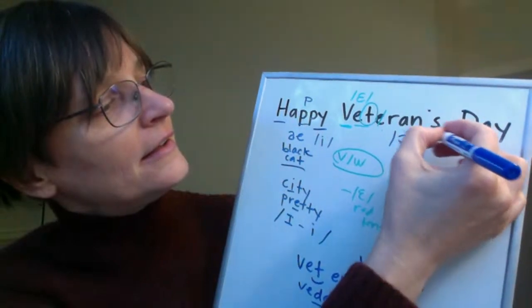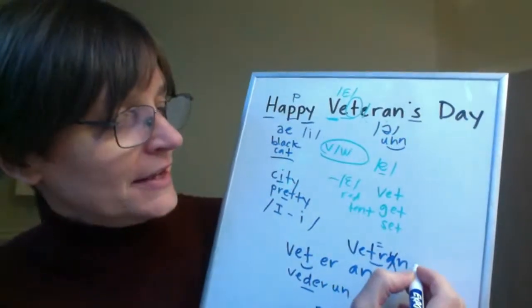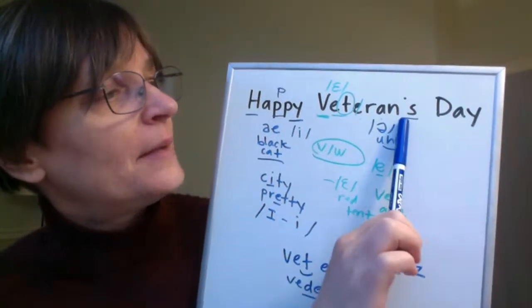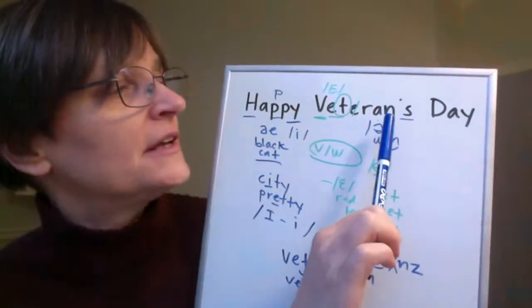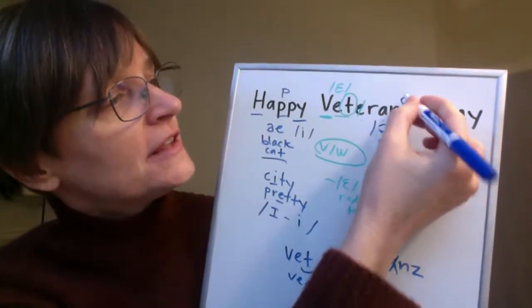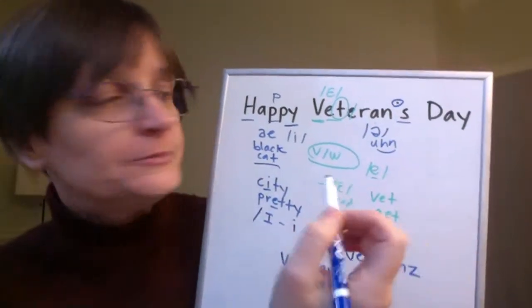And then another pattern to watch out for here is that when I'm saying Happy Veterans Day, I'm using the possessive. So it's the day for veterans, which means Veterans Day. I need my apostrophe there to show that it's a possessive.